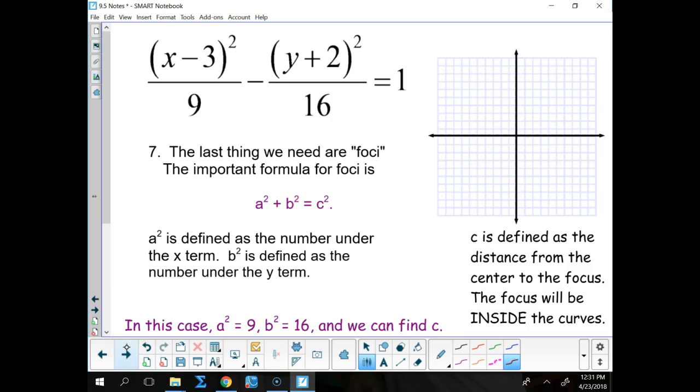The important formula for the foci is this one. What is that one? The Pythagorean theorem. You already know it. A squared is still the number underneath the x term. B squared is still the number underneath the y term. C is still defined as the distance from the center to the focus. So that's still that one.